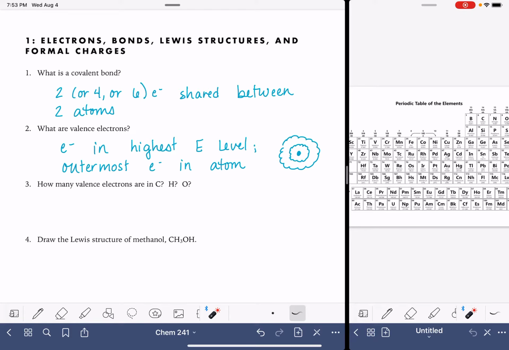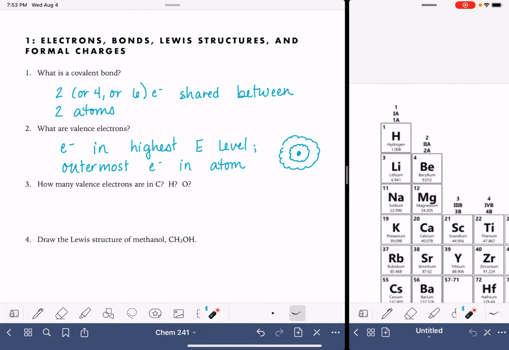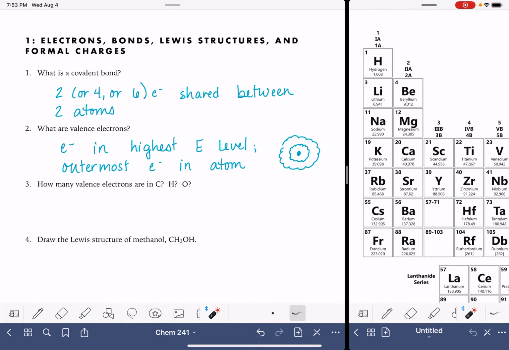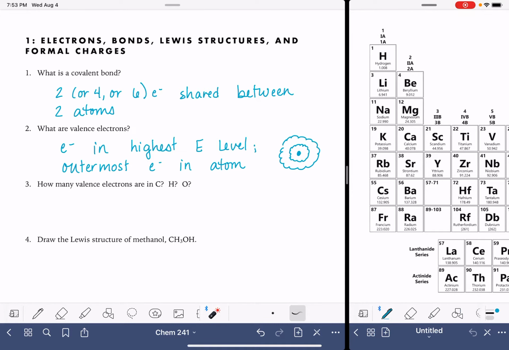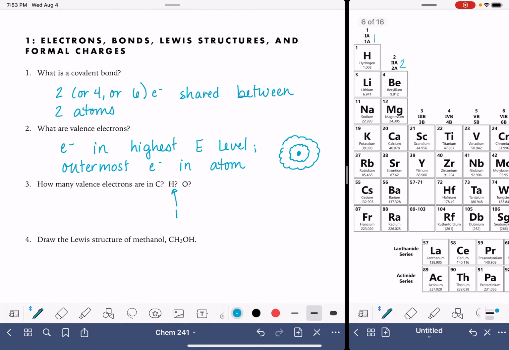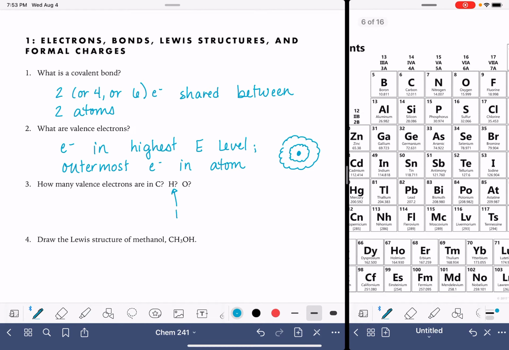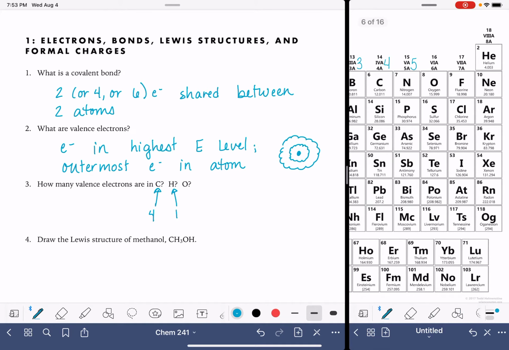How many valence electrons are in these different atoms, carbon, hydrogen, and oxygen? This is information we can get from the periodic table, which is why I have it opened up. If you remember from Gen Chem, one of the tricks for counting valence electrons is to just look at the column that the atom is in. Everything in the first column has 1 valence electron, which means hydrogen has 1 valence electron. Everything in the second column has 2 valence electrons, which doesn't apply to question number 3. And then if we scroll over, everything in the third column has 3, everything in the fourth column has 4. There's our carbon. The fifth column has 5, and the sixth column has 6.